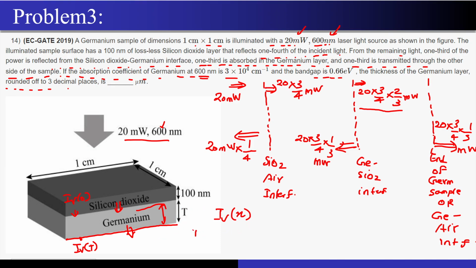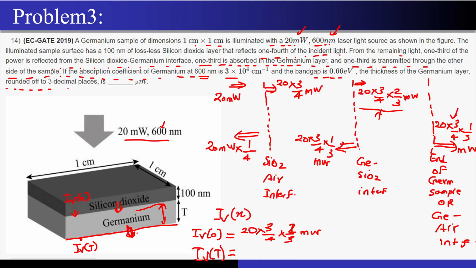So my Iv of 0, that is the power that is getting injected into the germanium material at the surface over here. This is nothing but 20 into 3 by 4 into 1 into 2 by 3 milliwatts that I got from here, correct? Now the power that is coming out from here will be denoted by Iv of T. This is this power, right?